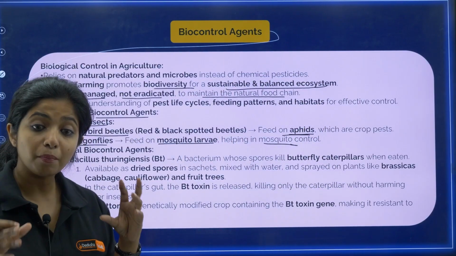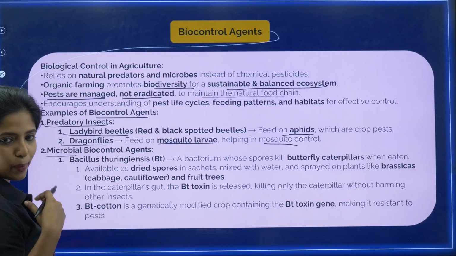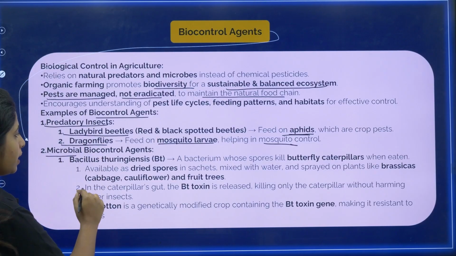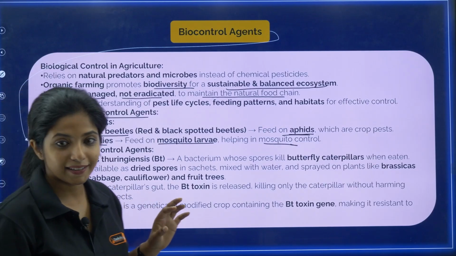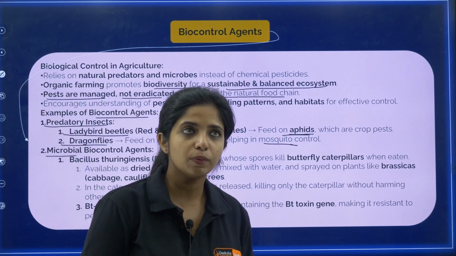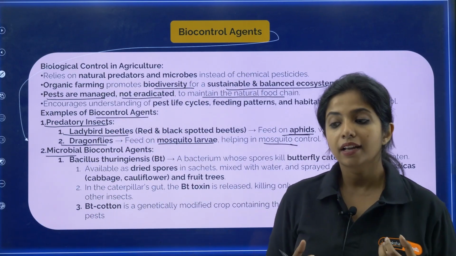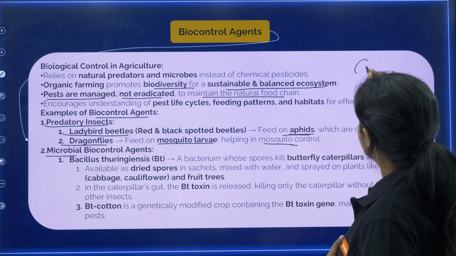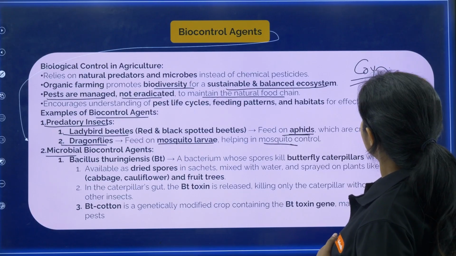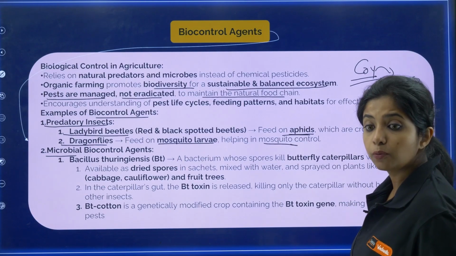Now let's talk about microbial biocontrol agents. So these were insects. Now microbes such as bacteria, fungus and others. The first one is Bacillus thuringiensis. That's a bacterium. I hope you know that. This particular bacterium, my dear children, has certain genes in its genetic material known as the cry gene. And the cry gene is responsible for the production of toxins.